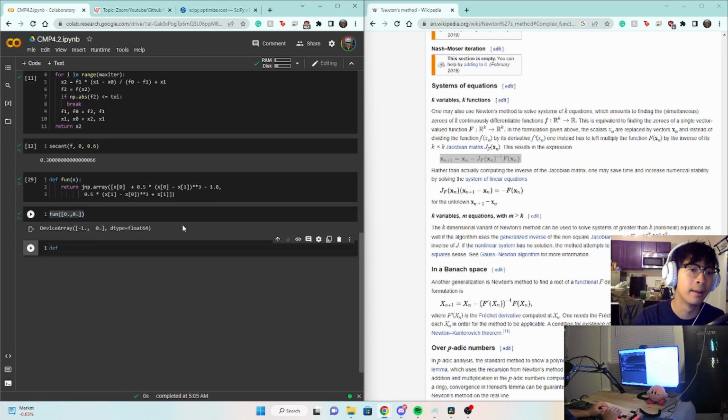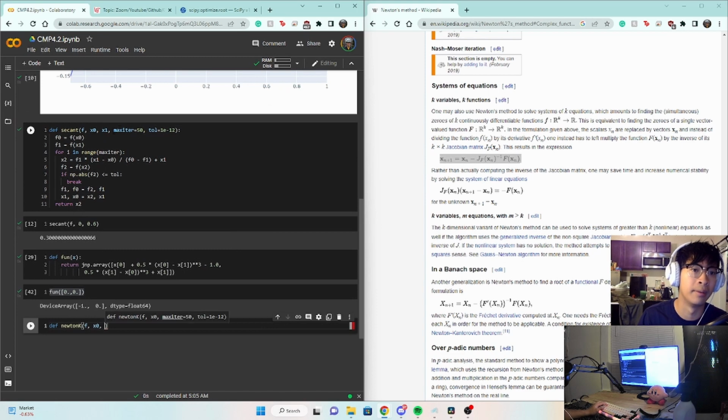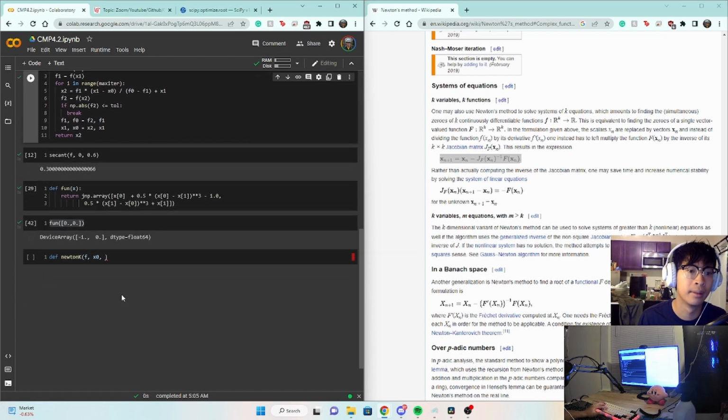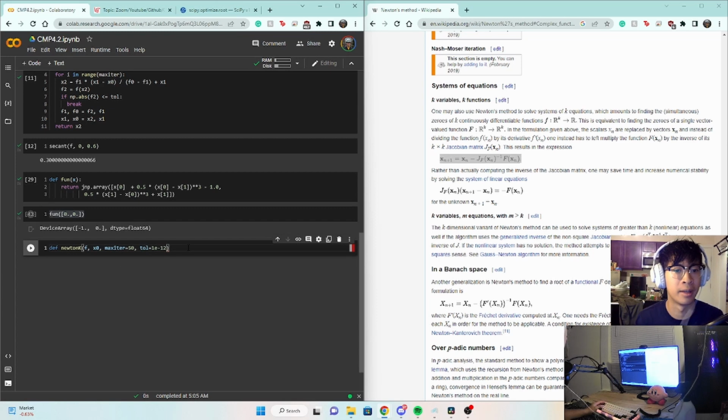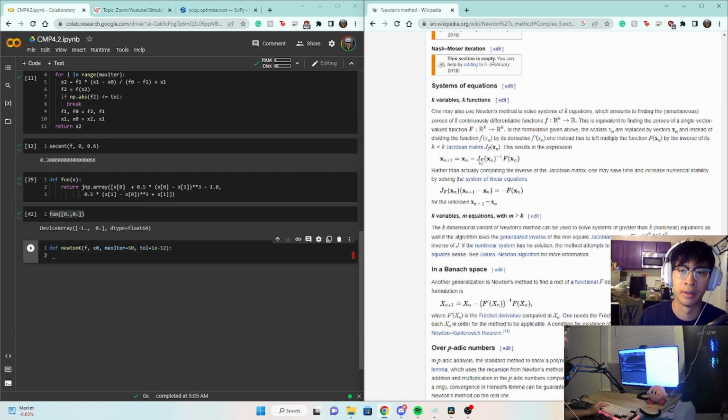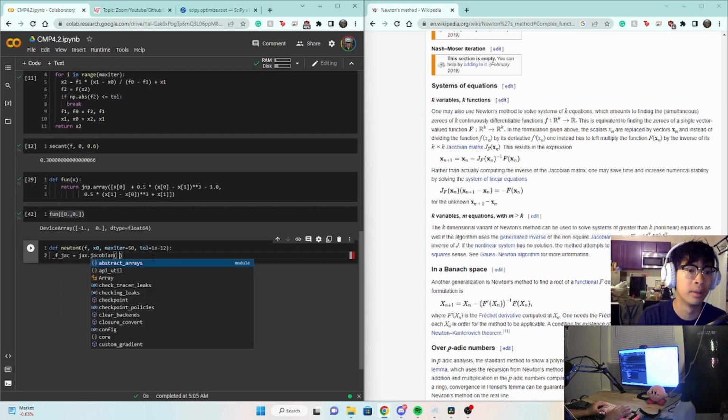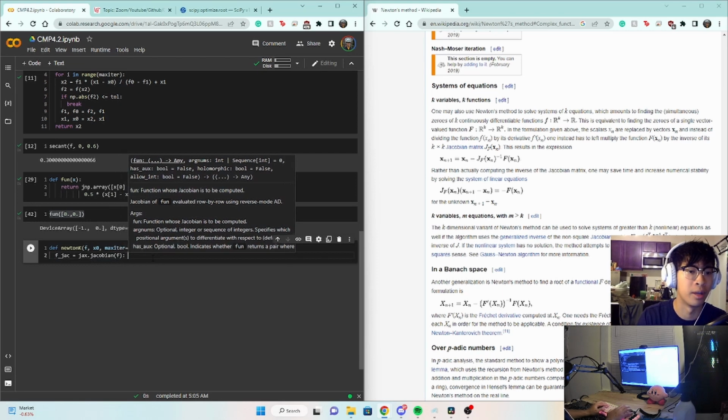So let's define a function, let's call this newton_k, for k variables, k functions. And what does it need? It needs a function to solve the root of, an initial guess, and the same arguments as above, maxiter and tolerance. First thing we should do is find the Jacobian, because we're eventually using the Jacobian. So let's do f_jacobian equals jax.jacobian of our function f.